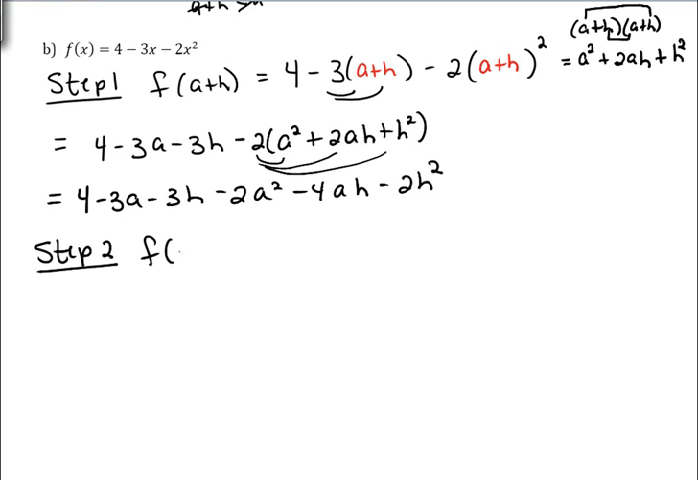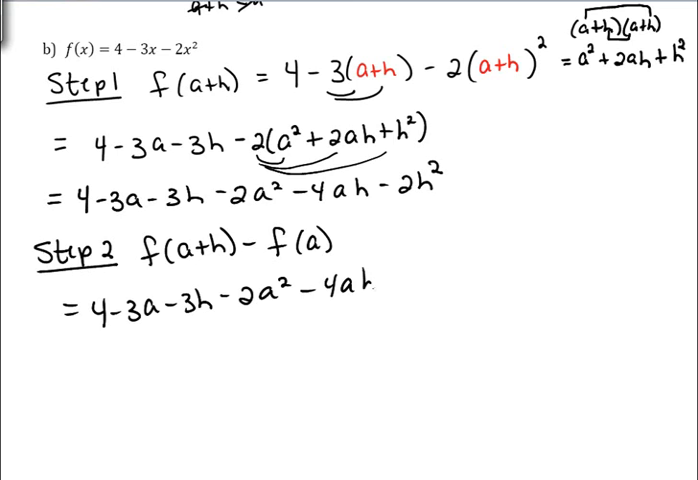And step 2 is to take the expression that we found in step 1, f of a plus h, and subtract from that f of a. So we have 4 minus 3a minus 3h minus 2a squared minus 4ah minus 2h squared. So this is just the expression that we got from step 1, and then from that we're going to subtract off our function, only instead of x's we're going to write a's, and make sure that we put it in parentheses. So 4 minus 3a minus 2a squared.